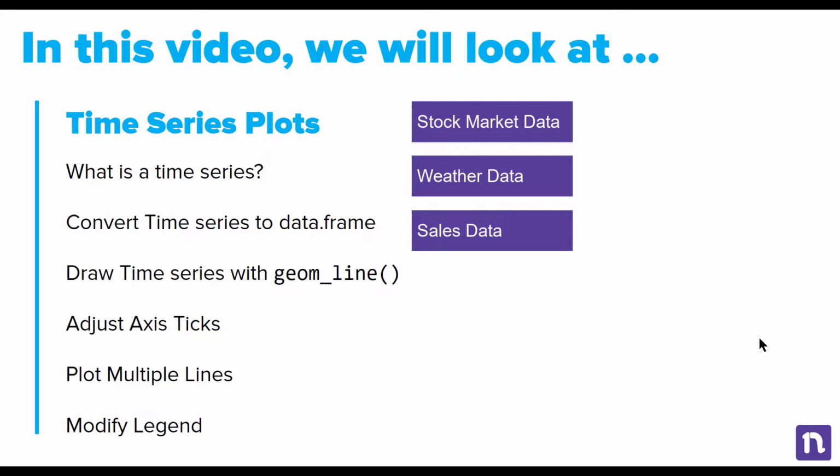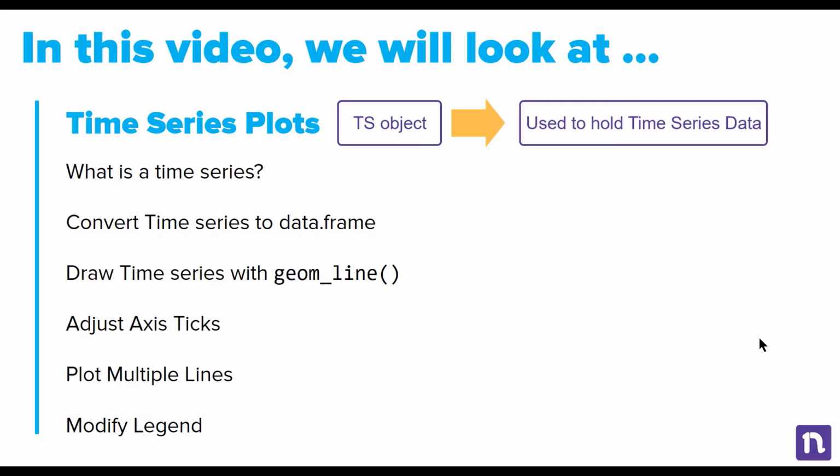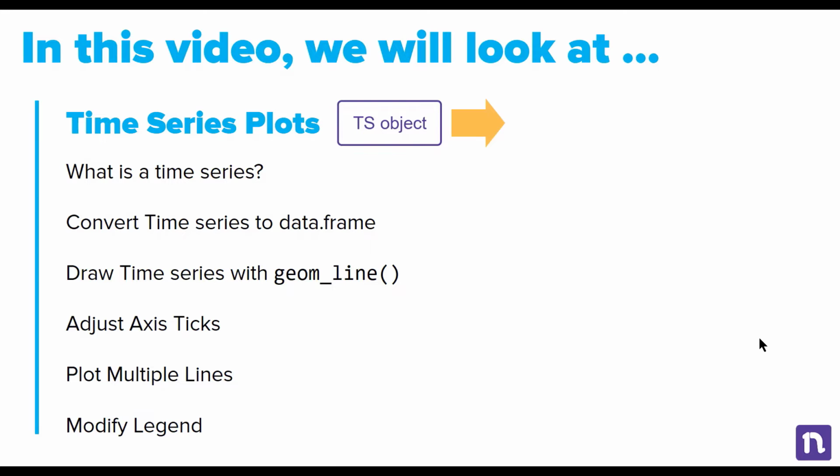Now, this type of data is very prevalent in industry and of high economic use as well. How to make these plots in ggplot can sometimes be a little bit tricky. We will see how to handle that in ggplot, because ggplot primarily works with data frames, whereas in R you have a special object called a TS object, which is used to hold time series data. So you need to first convert the TS object time series to a data frame format and then start making your ggplot.